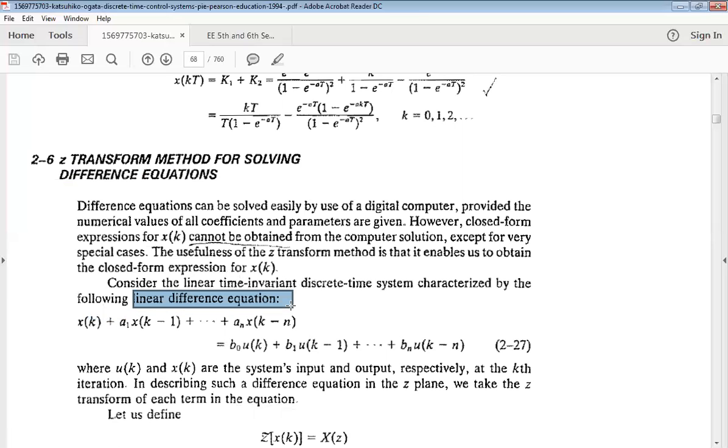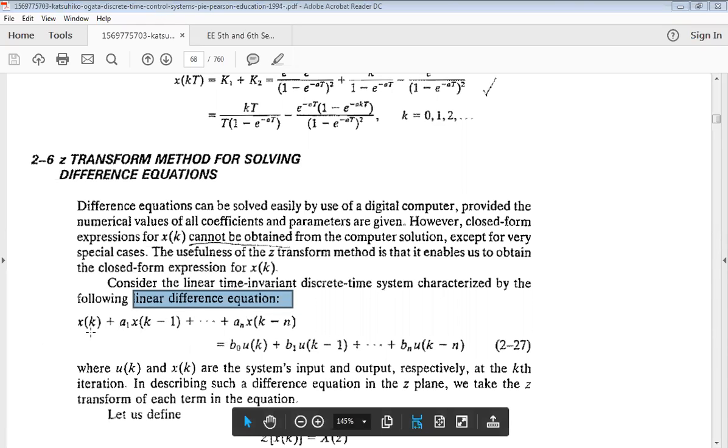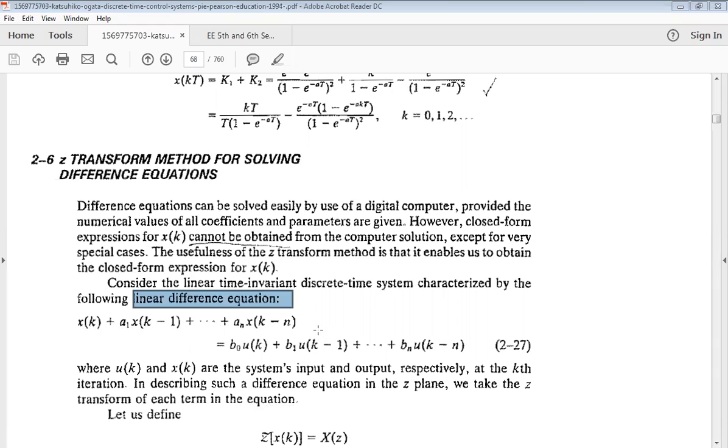What is the difference between the differential equation and difference equation? In differential equation we have a differential term, but in the difference equation, in time domain, suppose x(k) is the output and u(k) is the input. So it is in the form of discrete signal. That means you have to find out its value at a regular interval of time, which is called time period, sampling time.